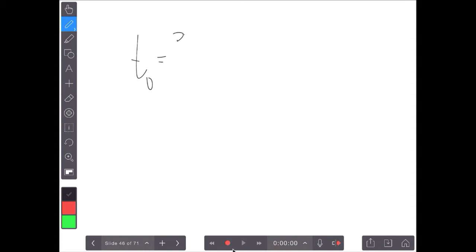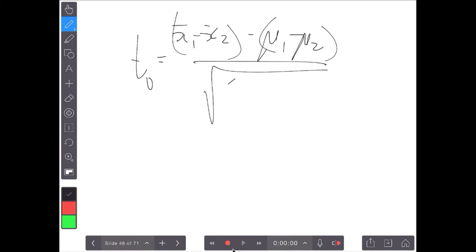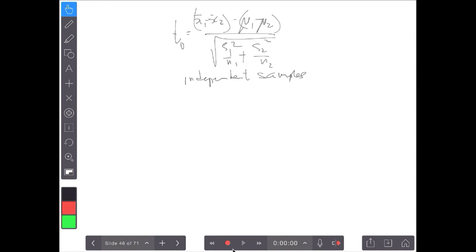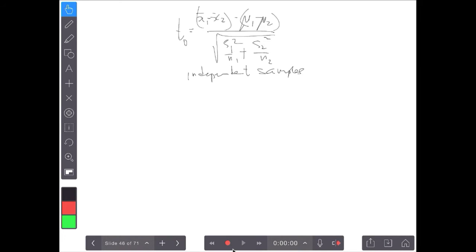T0 is x bar 1 minus x bar 2, minus mu 1 minus mu 2, over the square root of S1 squared over N1 plus S2 squared over N2. So that's how we would deal with that if we're talking about independent samples.